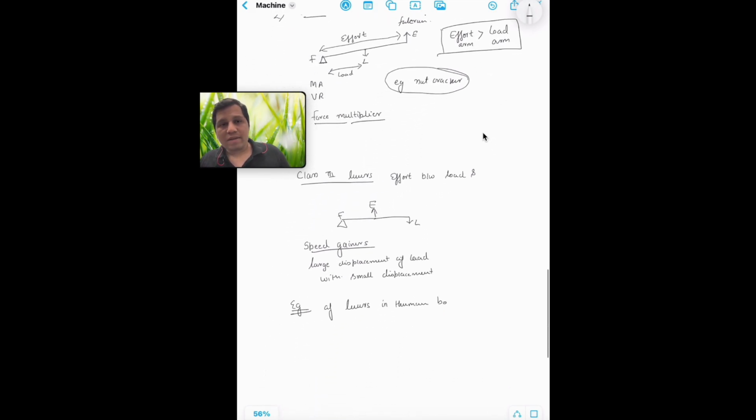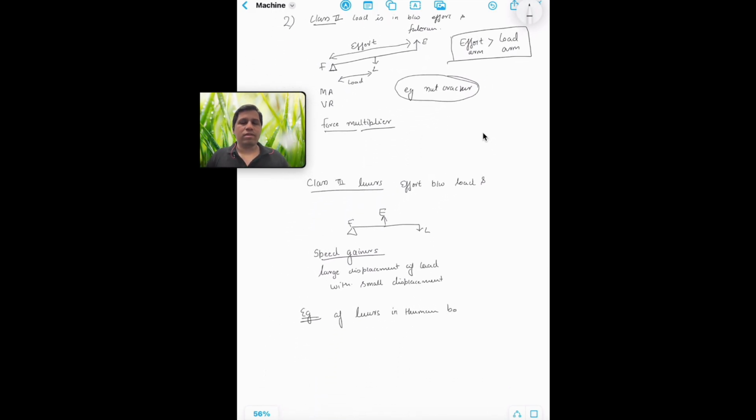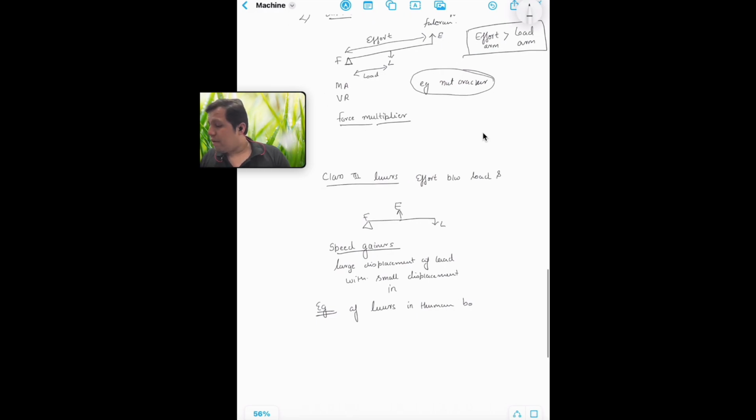So let's come to the class 3 levers. Class 3 levers are nothing but where the effort point is between fulcrum and load. So simply you know that it can be used as a speed gainer. And a speed gainer is what? That you are making a large displacement by making a small displacement on the effort arm side. A simple case, as we have seen in the case of scissors.